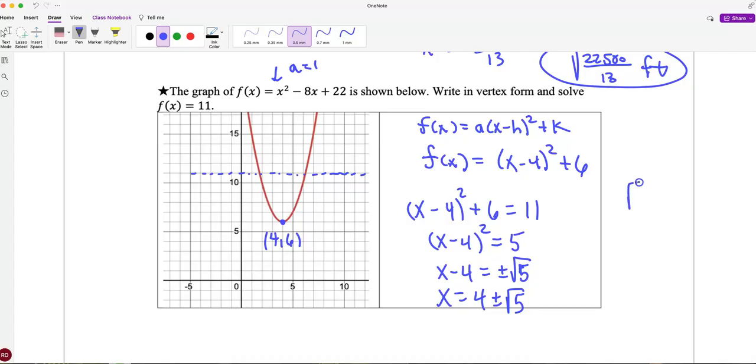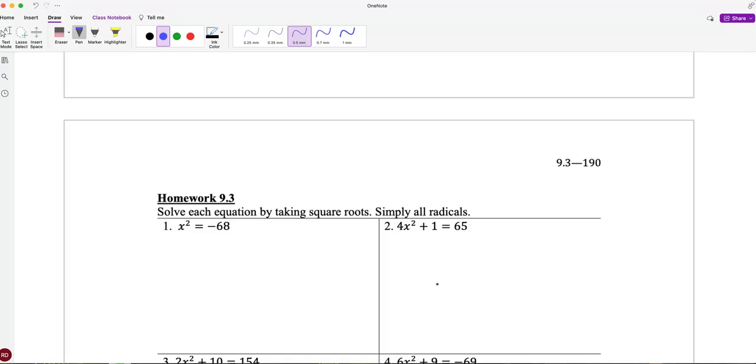The square root of 5 is a number between 2 and 3. So 4 plus a number between 2 and 3 is going to be a number between 6 and 7. If you look at the first answer that I get, a number between 6 and 7 is that point right there. 4 minus a number between 2 and 3 is going to be a number between 1 and 2. So that's going to give me this point right here. That's where I get those two solutions. But this is your answer. You don't really need to use your calculator or approximate. You can just leave it like that. And that should lead us up into the homework for this section.